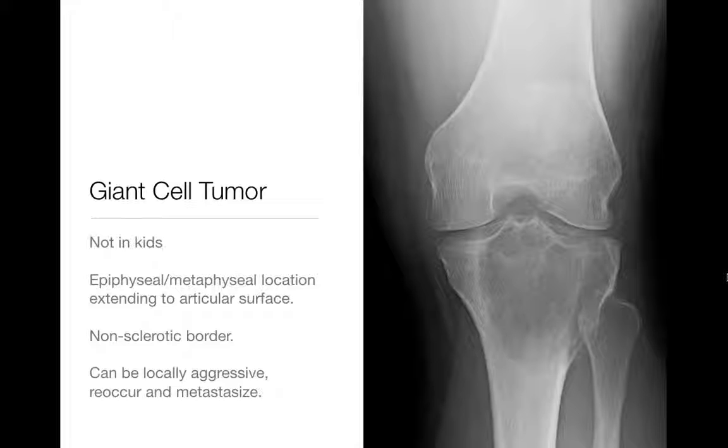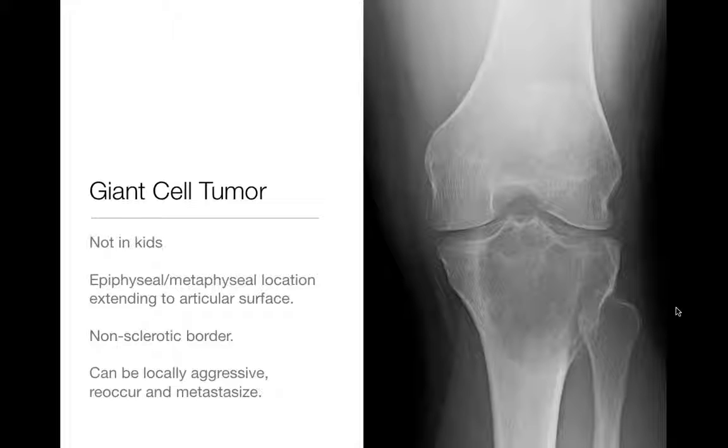So giant cell tumors originate at the epiphyseal metaphyseal interface, and they grow to the articular surface. You can see this one right here. We have a geographic lytic lesion, narrow zone of transition, non-sclerotic border, which is in the epiphysis and metaphysis, extending to the articular surface. This one doesn't have any periosteal reaction or fractures, but that's not uncommon to see in them as well.